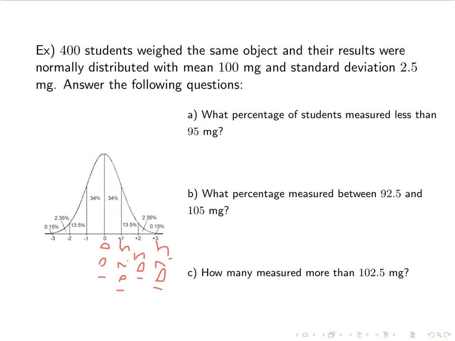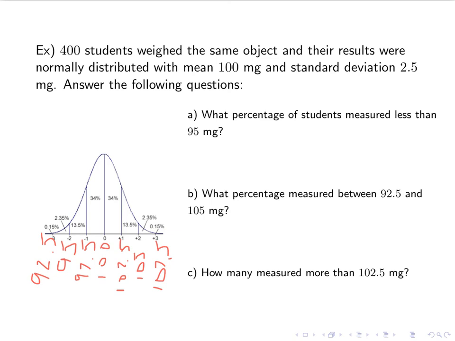For negative 1, I'm going to subtract 2.5. So 97.5. Negative 2, so subtracting another 2.5 gives me 95. And then subtracting another 2.5 gives me 92.5.